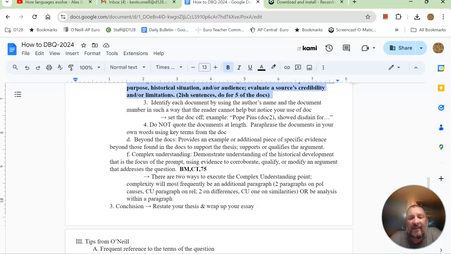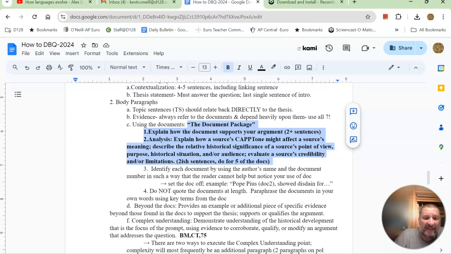Do not quote the documents at length. Paraphrase the documents in your own words using key terms from the doc. The readers don't want to read a quote from the doc. We have these documents memorized by the time you start grading these because we've read these things so many times. Also, just quoting the doc doesn't show that you necessarily know what it means. If you paraphrase the doc, you're showing us you know what it means. Now, if there's a perfectly worded phrase that you just want to use and it's just a few words, fine. Anything bigger than that, honestly, you're wasting your time because the reader's just going to skip to the end of the quotes because we already know what it is. Okay? So that is using the documents.